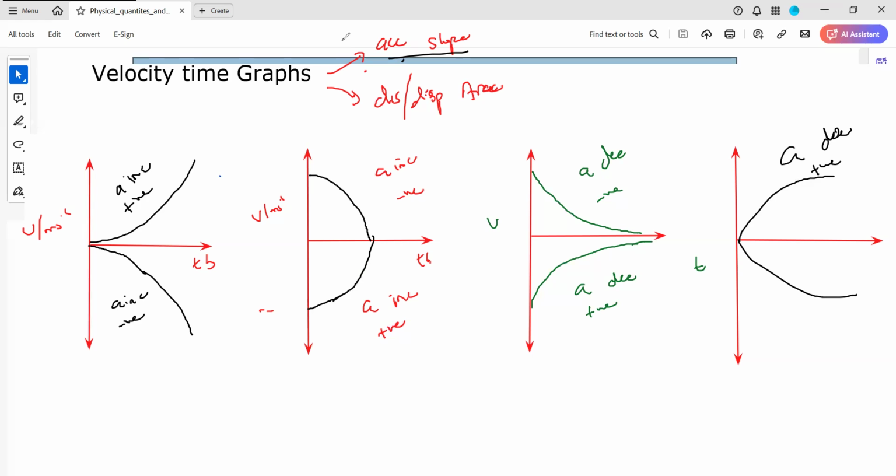If you see the same I drew, this was the same as this graph, and this is identical to this one. So acceleration is decreasing, but it is negative. So these are the possible graphs for the velocity time graph. Yes?